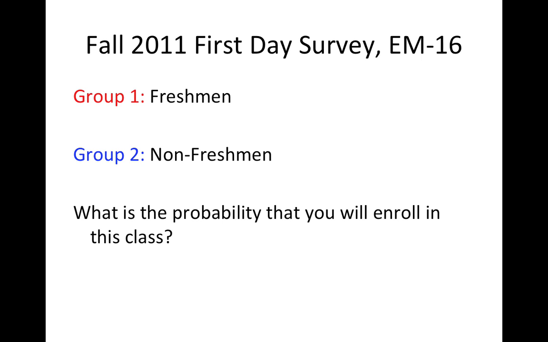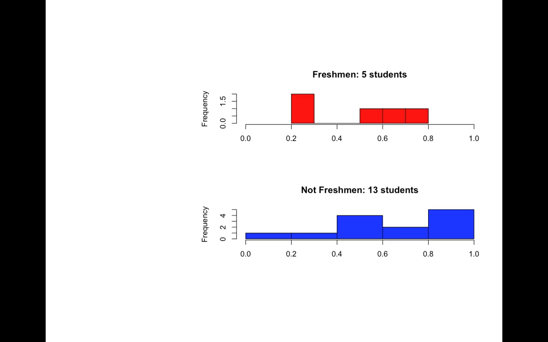And I conducted a survey, and one of the questions in the survey was, what is the probability that you will enroll in this class? Because they were just shopping the class at that point. So there were 5 freshmen and there were 13 students who were not freshmen, and if we look at what they said was the probability they take the class, I get the distributions shown here.